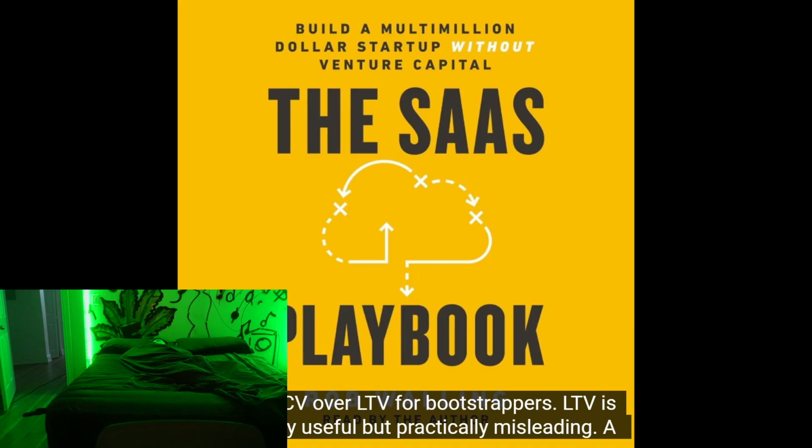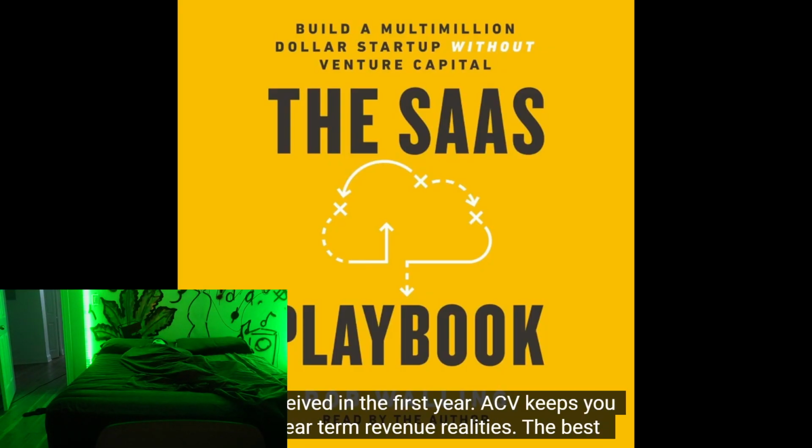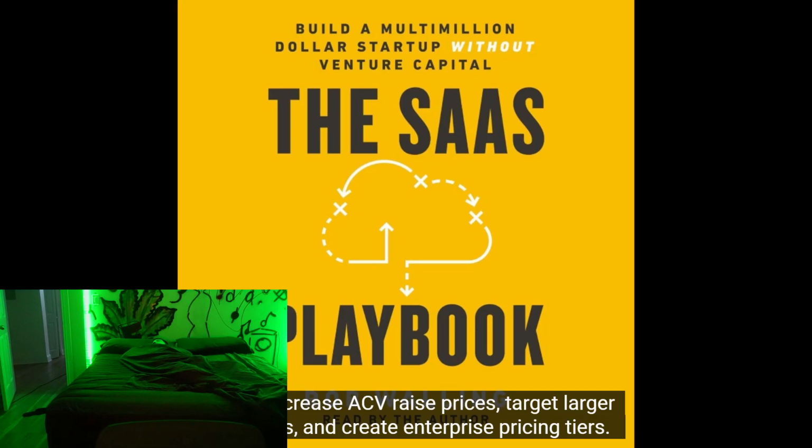LTV is theoretically useful but practically misleading. A $5,000 LTV received over 8 years has very different cash flow implications than $5,000 received in the first year. ACV keeps you honest on near-term revenue realities. The best ways to increase ACV: raise prices, target larger businesses, and create enterprise pricing tiers.